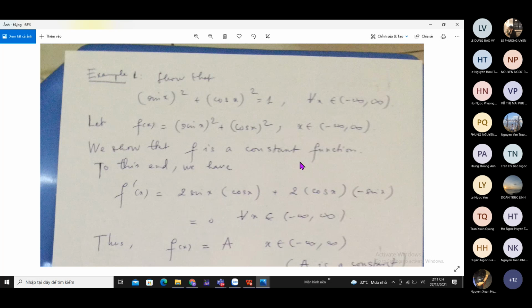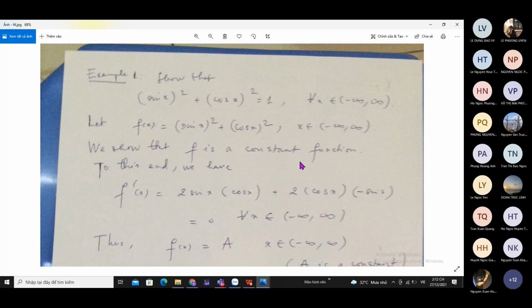We consider this function on the interval minus infinity, infinity. Now, first, we show that f must be a constant function. How to show that f must be a constant function? We show that the derivative of the function f equals 0 for every x of the interval minus infinity, infinity. It's easy, right? By a very simple computation, you have f prime of x equals 0, right?